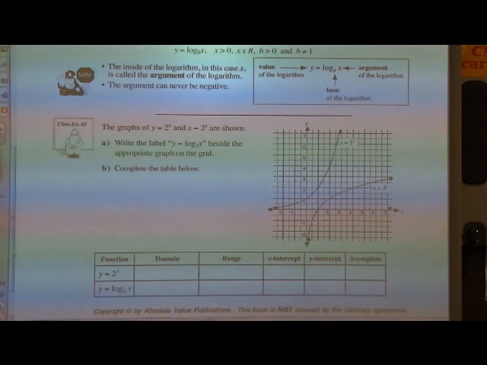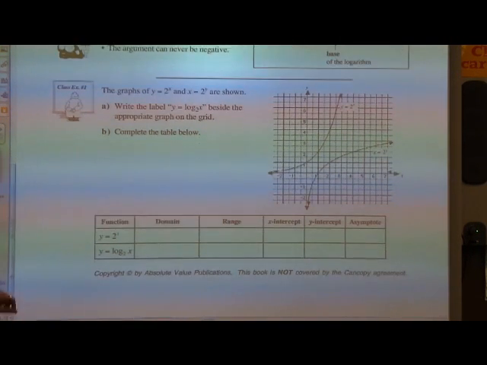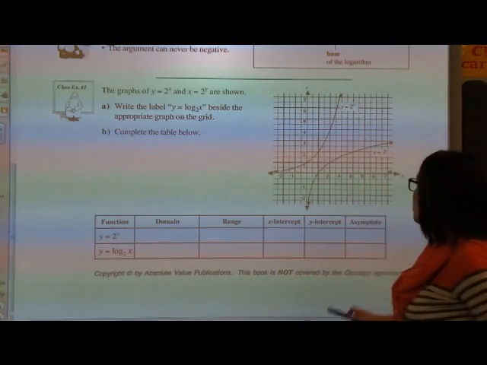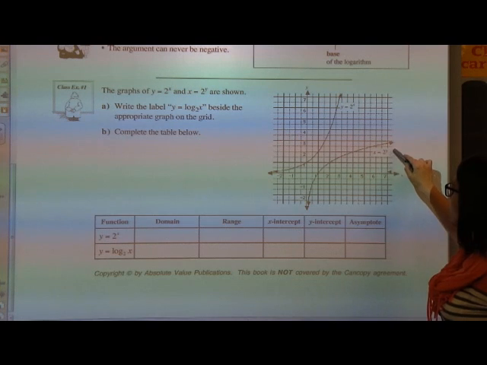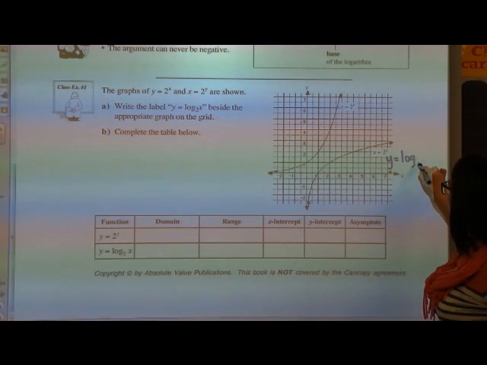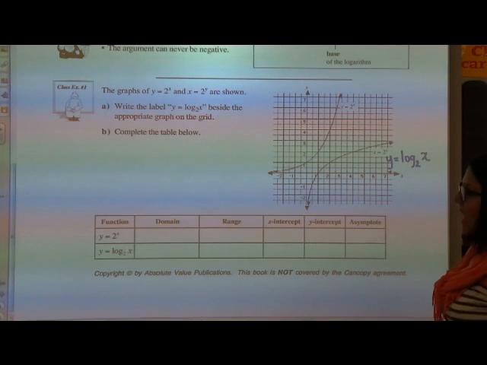So if we look at class example number 1, the graph of 2 to the power of x and x equals 2 to the power of y is shown. Write the label y equals log base 2 of x beside the appropriate graph. The appropriate graph is the inverse graph. So this is my y equals log base 2 of x.